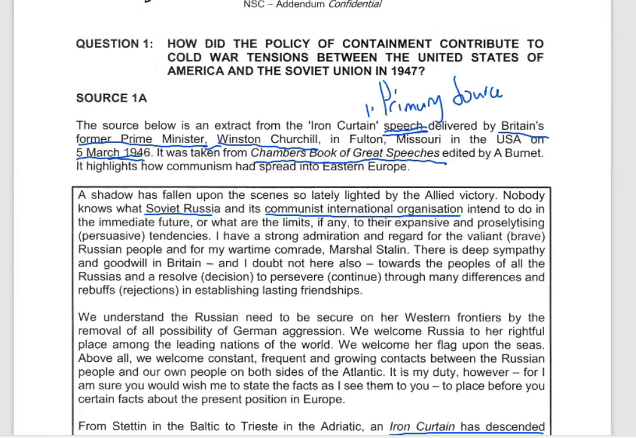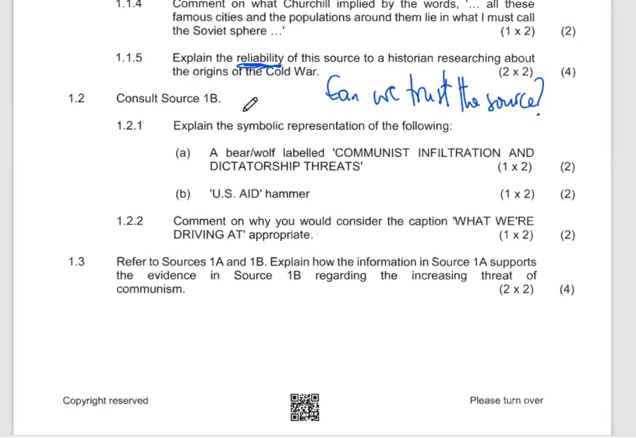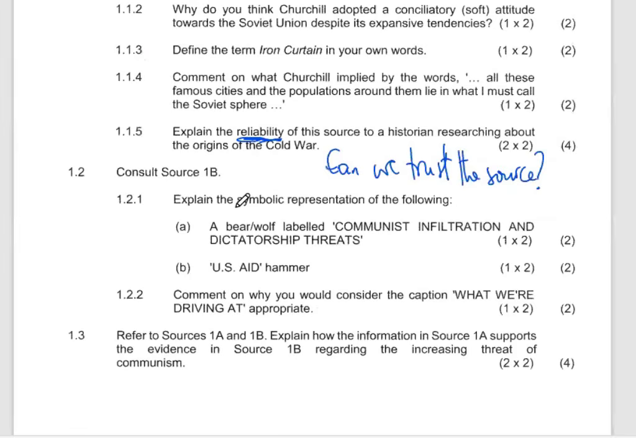Right, taking you to the next question. The next question we are looking at is source 1B. Explain the symbolic representation of the following.